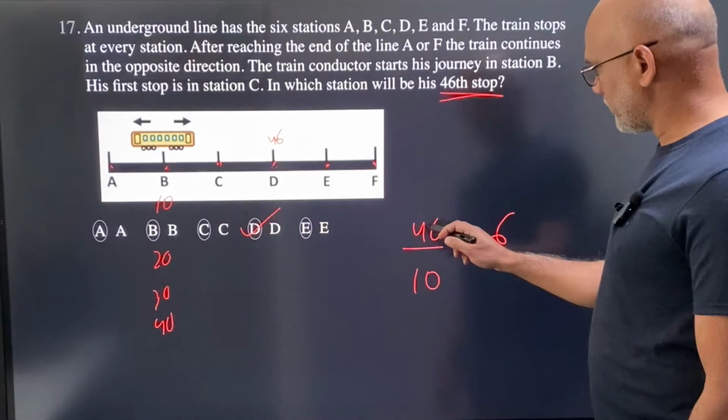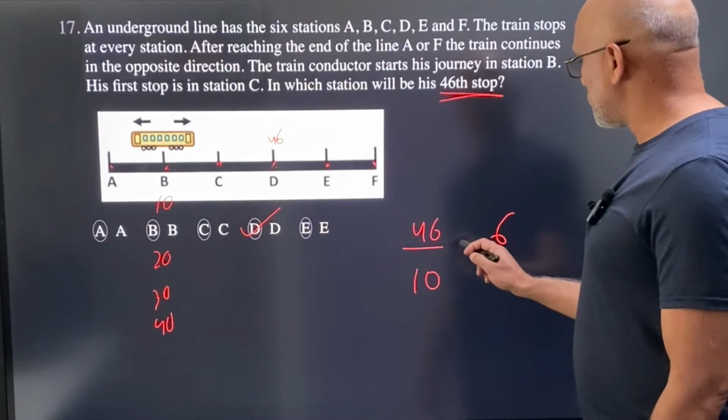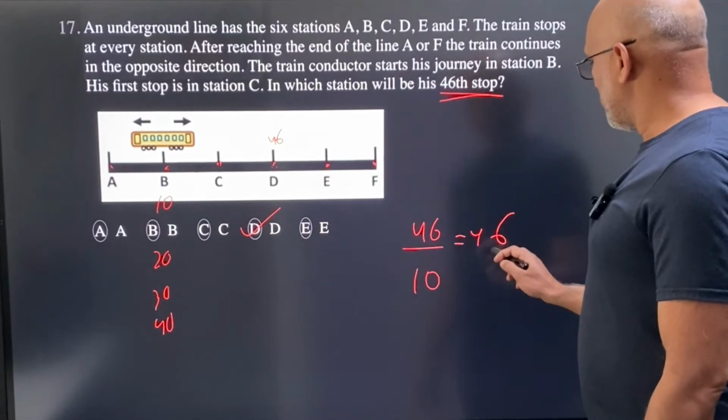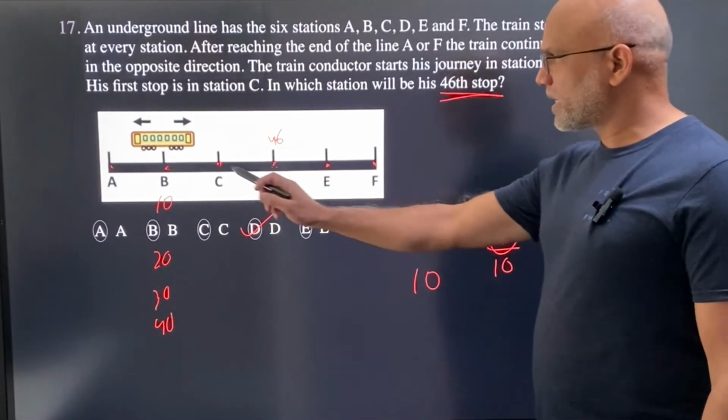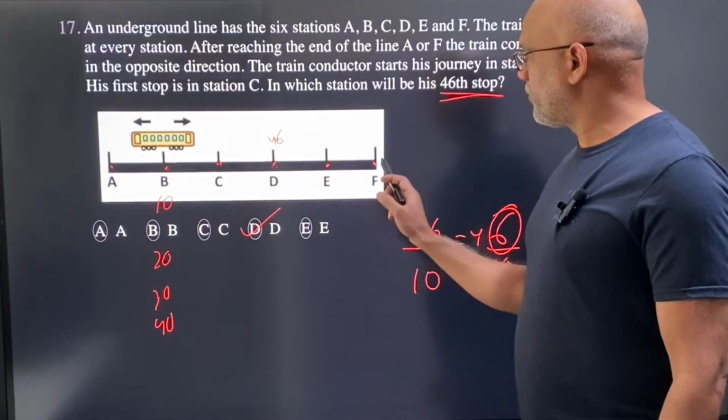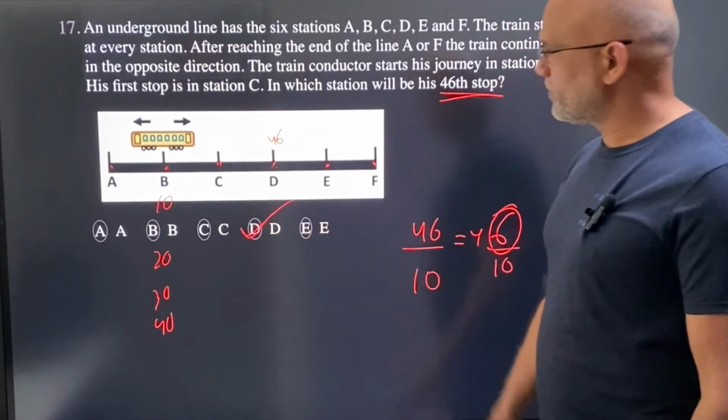If we divide 46 by 10, this is going to be 4, with 6 over 10. So this is the remainder. And then we just basically count 6: 1, 2, 3, 4, 5, 6. We end up at D.